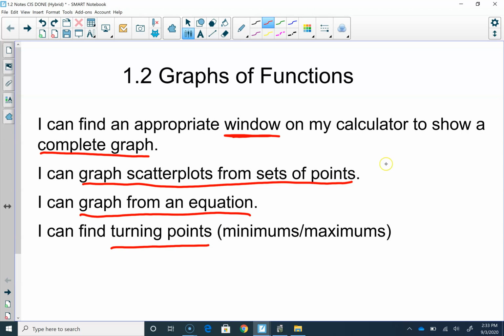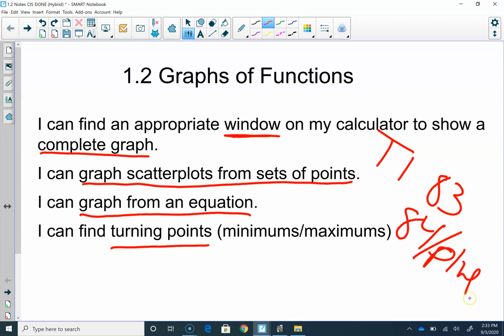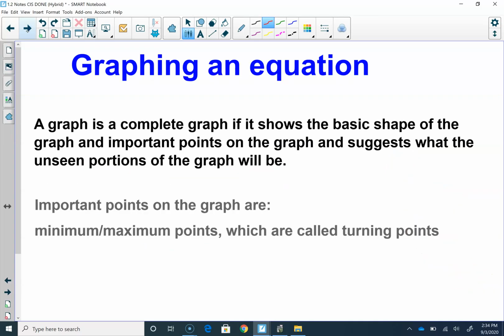They are a necessity, and you're allowed to use the TI 83 or 84 or 84 Plus for this class. Graphing an equation. A graph is a complete graph if it shows the basic shape of the graph and important points on the graph and suggests what the unseen portions of the graph will be.